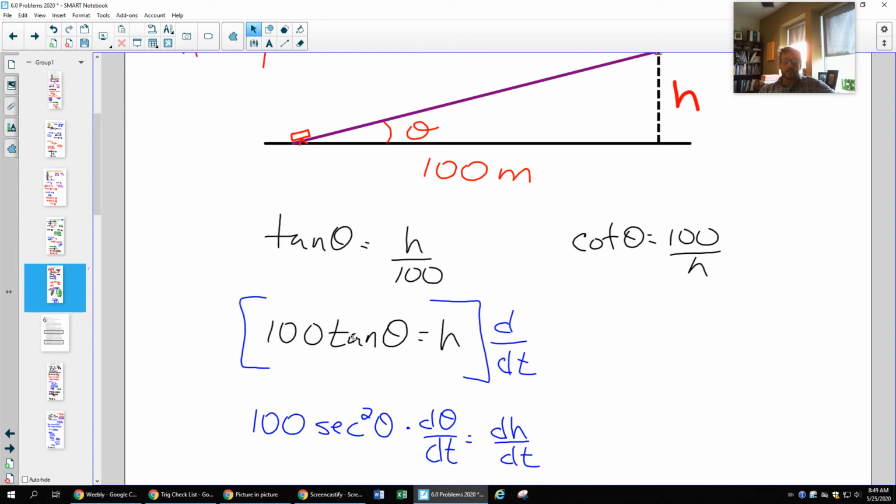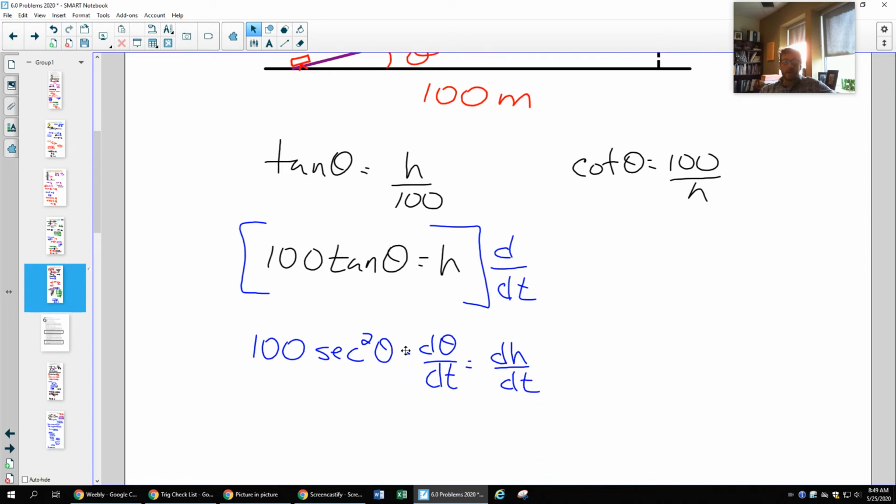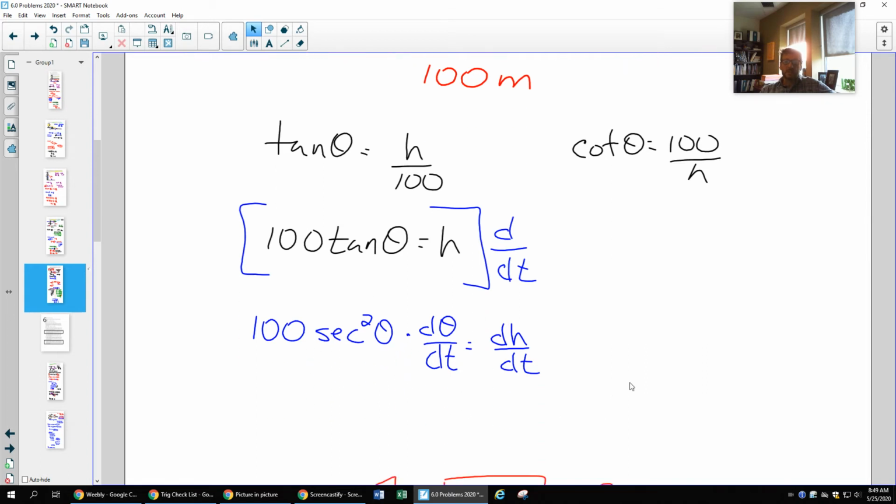You put your derivative. Derivative of tangent is secant squared. Derivative of theta is d theta dt. Derivative of height is 1 times dh dt. So what was fixed? What's variable? How many rates? What's the best ratio? What's the moment in time? Moment in time, I need secant squared.